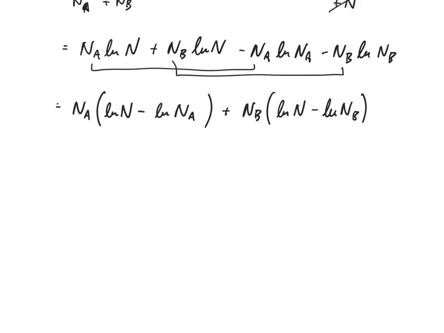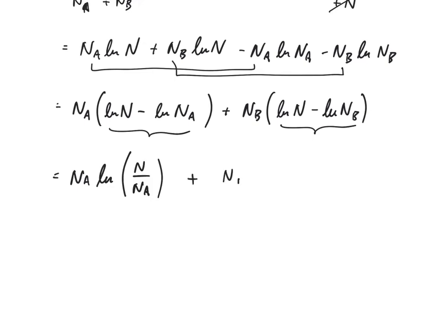Cool. Now we're going to use the rules of logs for these subtractions here and turn those into divisions. So we get NA log (n over NA) plus NB log (n over NB).